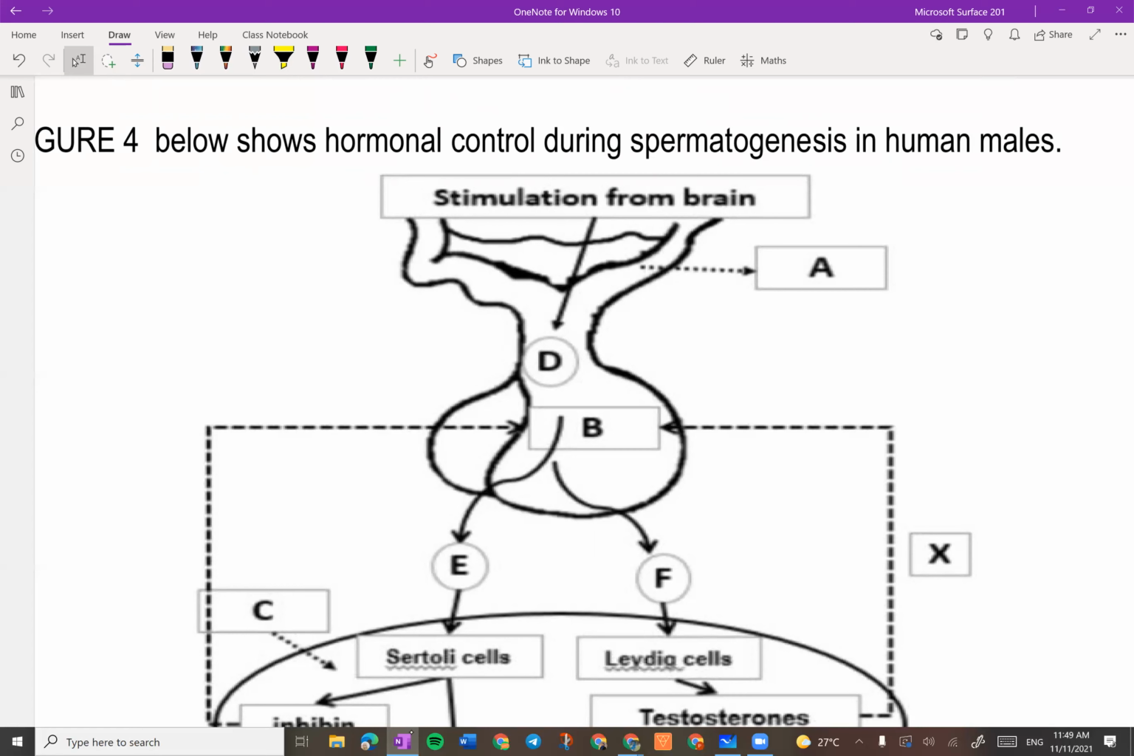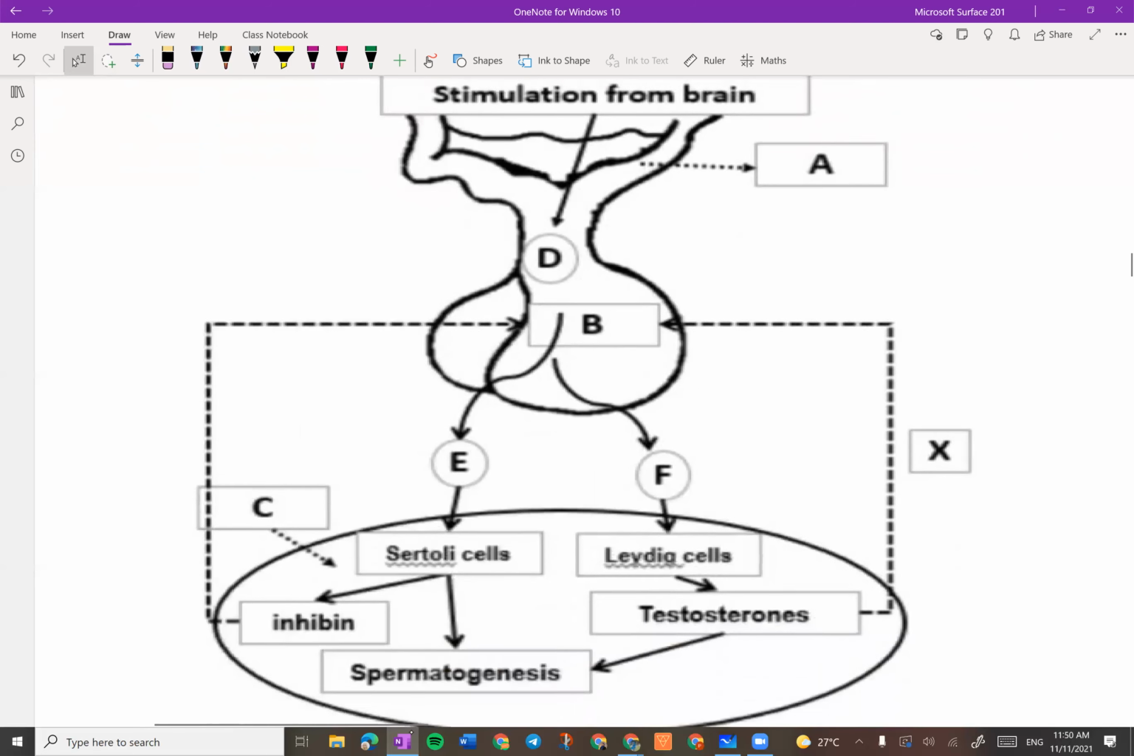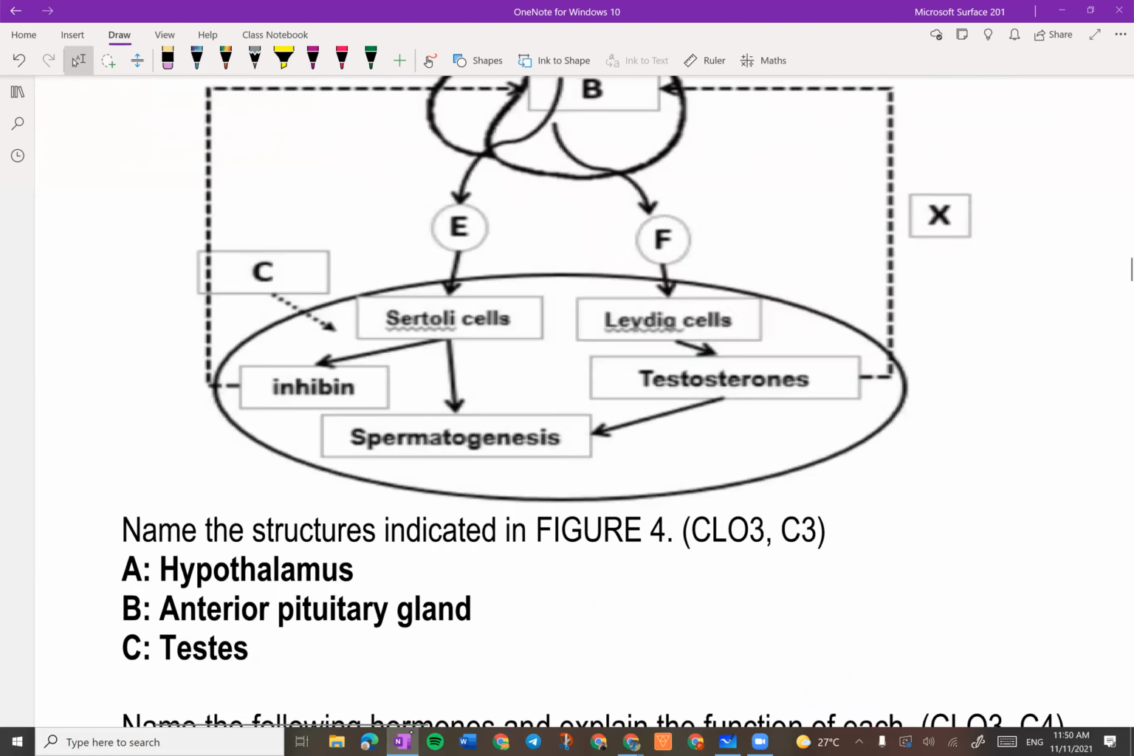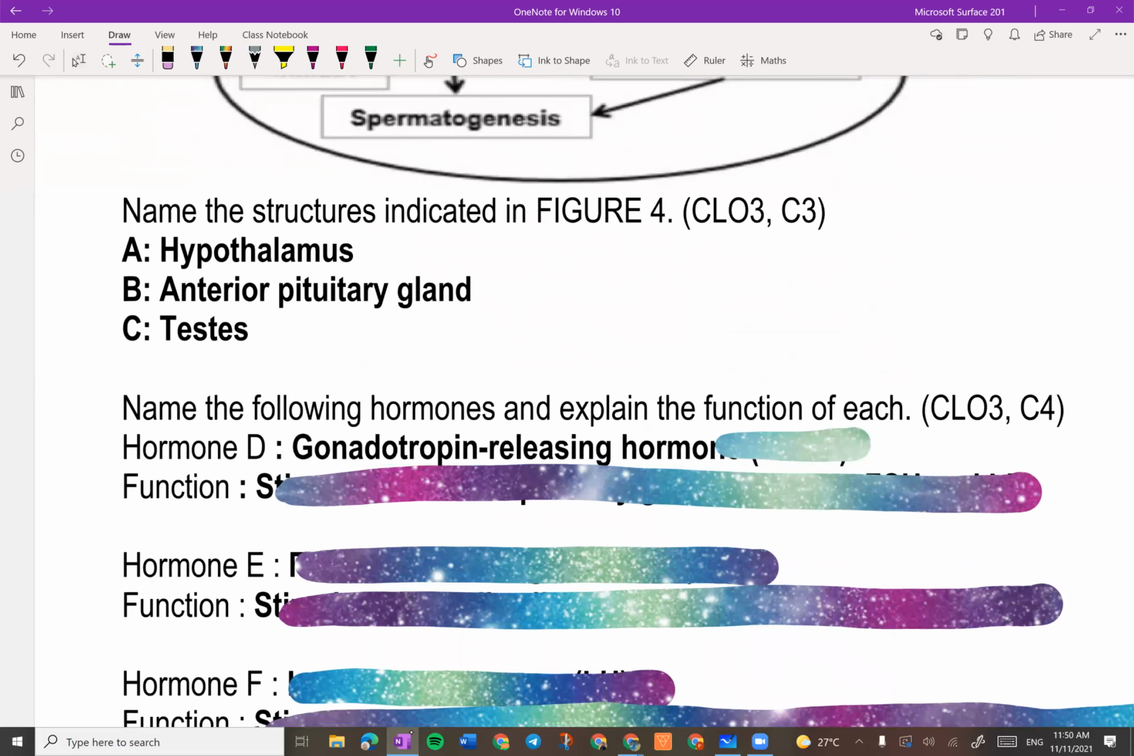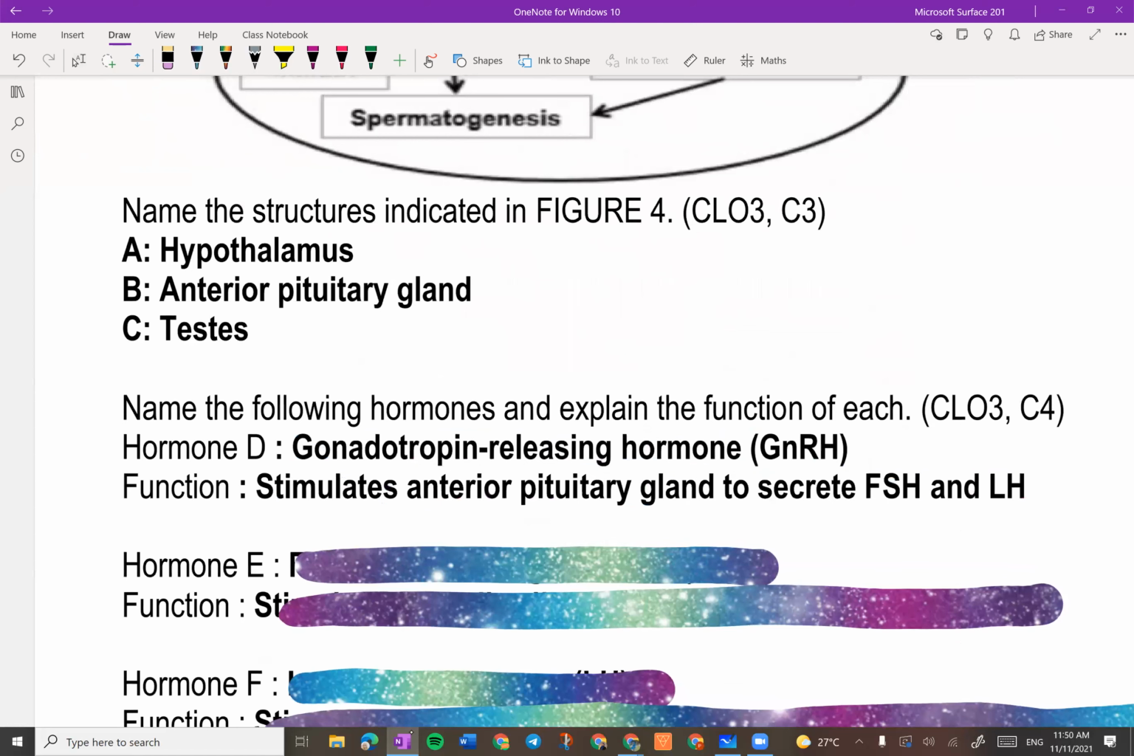Good. Use the word stimulate. Stimulate what? Anterior pituitary. Okay, good. The next one is to release E and F. Okay, let's see how it goes. Stimulate the anterior pituitary gland to secrete FSH and LH.